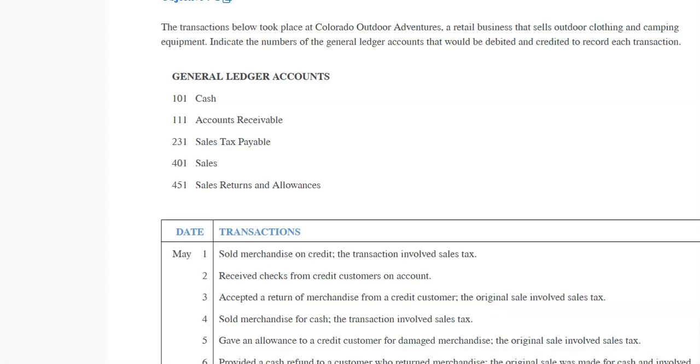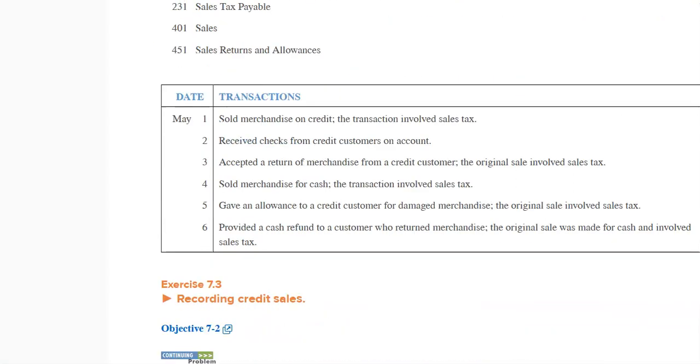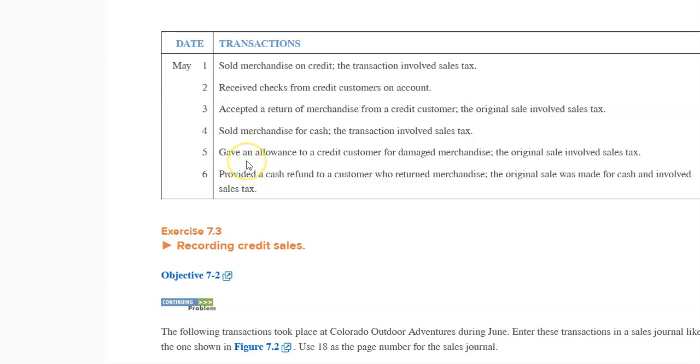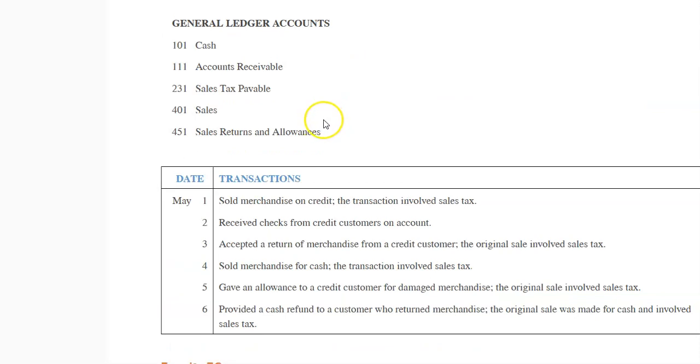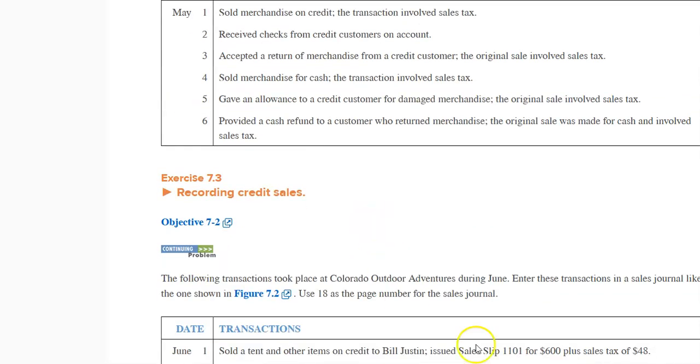Okay, let's do number 5. Let's see if I can scroll this up. Gave an allowance to a credit customer for damaged merchandise. The original sales involves sales tax. So in other words, you're giving that credit customer a discount. So you're returning some of her money to accounts receivable. And so you're also going to return some of the sales tax. And you're going to use the sales return and allowance account, which is 451. So let's do the debits and credits on that one.